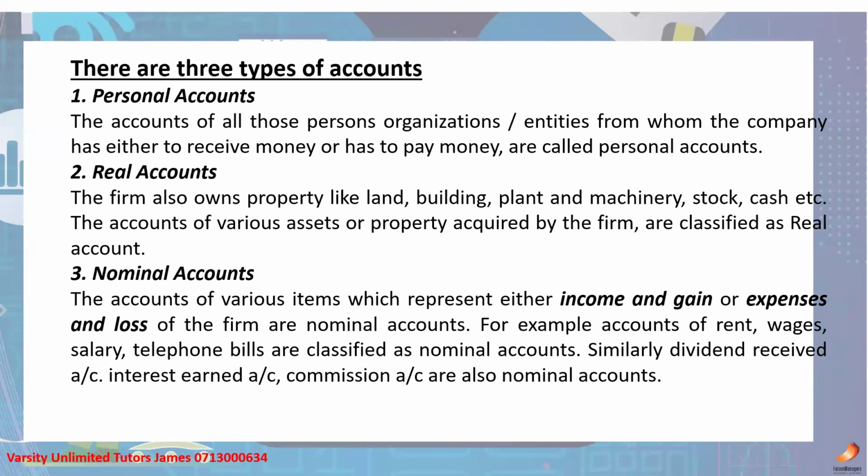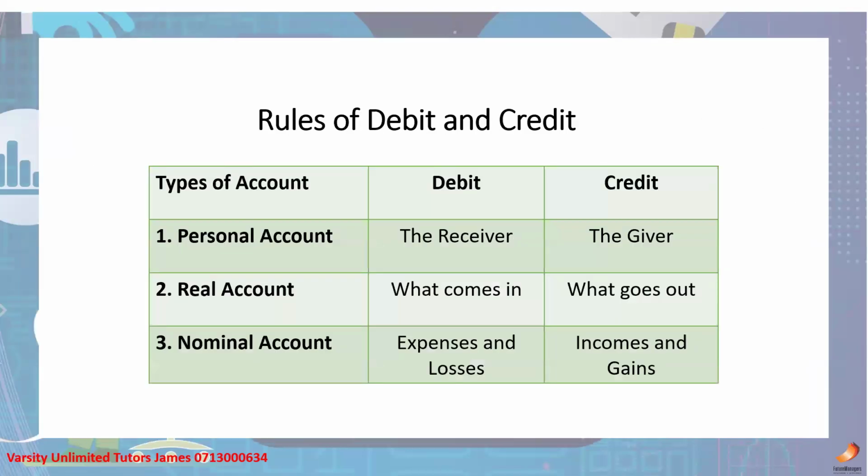So these are the three main accounts that we'll talk about quite a lot as we get deeper into the study module. And for those of you that are going to be doing bookkeeping and recording, this is what you need to know. Whenever it is a personal account and the person is receiving money from the organization, you debit, and when the person is giving money, you credit. When it's a real account, whatever is coming into the account, you debit. Whatever is going out of the account, you credit.